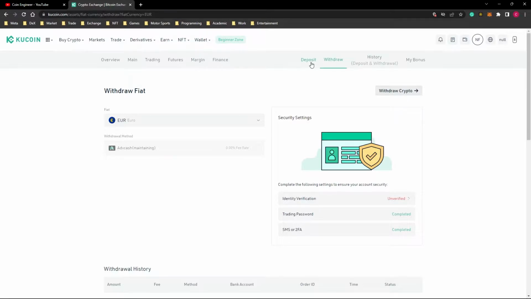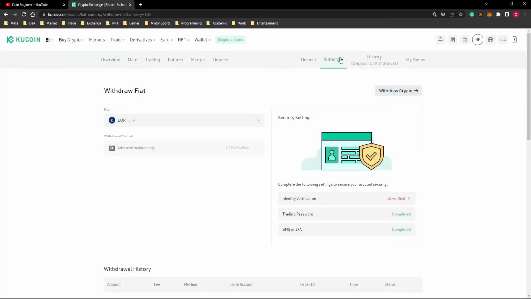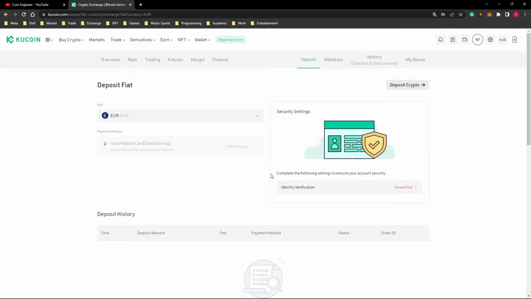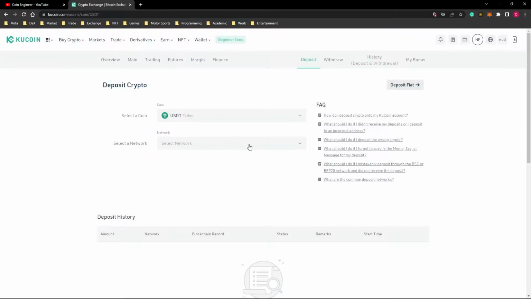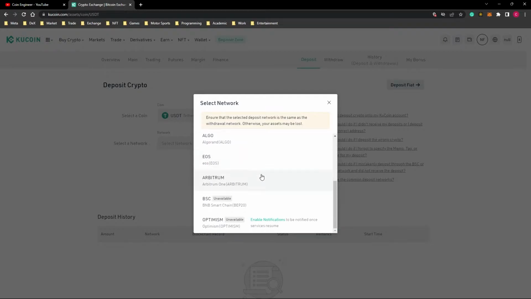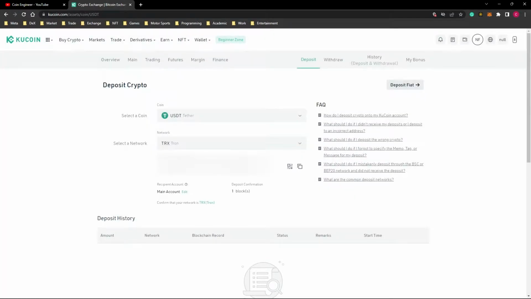You can deposit or withdraw fiat currencies such as US dollars or euro to your bank accounts through the deposit and withdraw buttons. Let's say you want to deposit crypto to your Kucoin account or want someone else to send it. Then you must click on this deposit button, select which cryptocurrency you want and which network you prefer. After selecting the coin and the network, your wallet address will be automatically ready. You can copy this address and use it for your payments or send it to your friends.